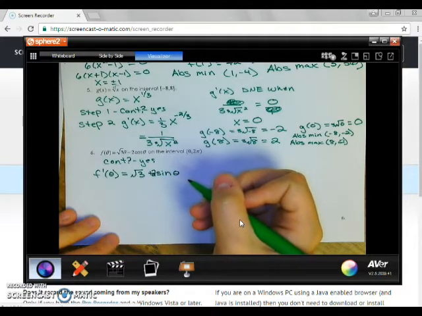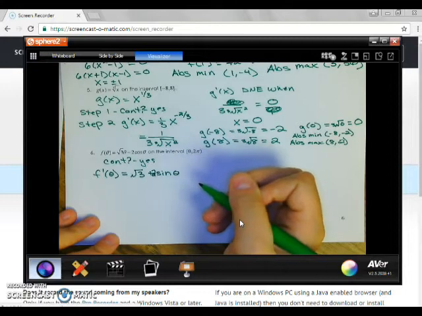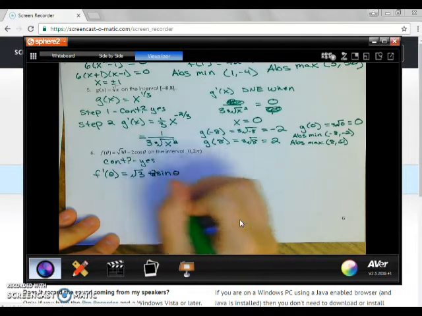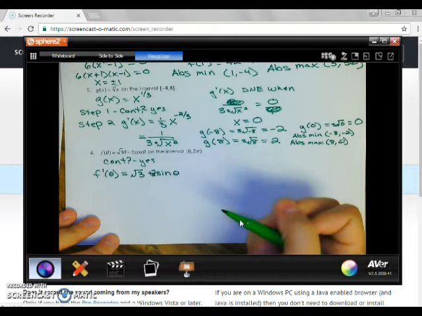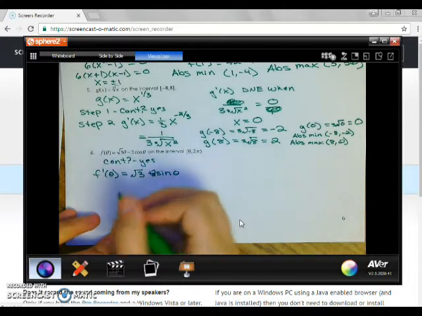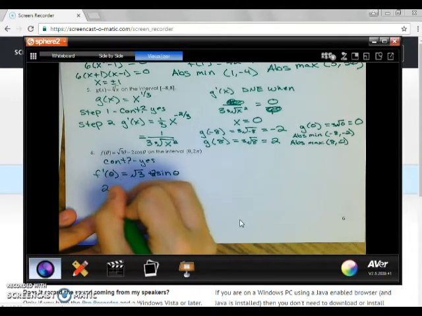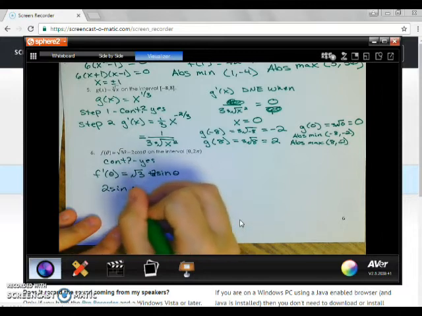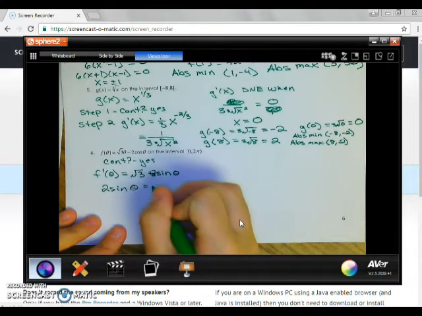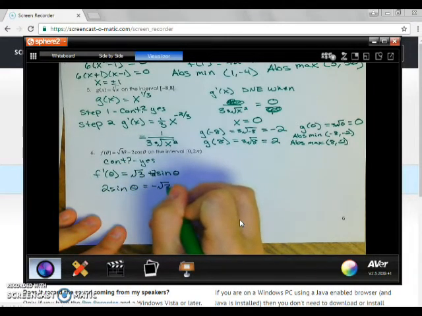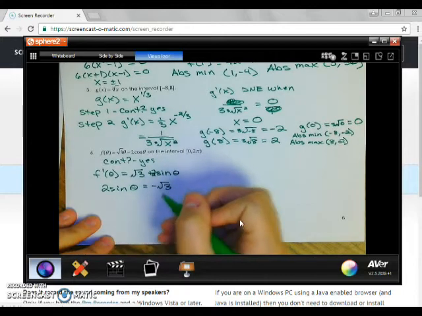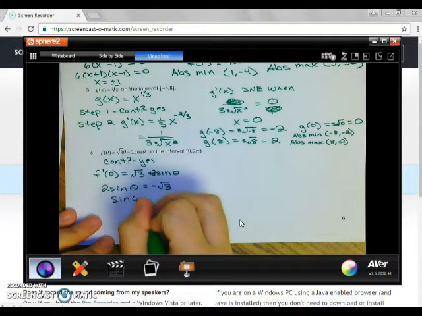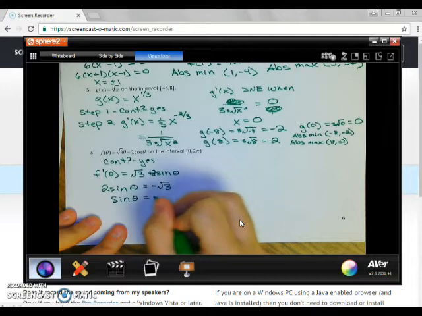And now I need to figure out where the derivative equals 0 or does not exist. In this case, this is going to exist everywhere. There's no vertical asymptotes I need to worry about with sine or anything. So basically, I'm going to set 2 sine theta equal to negative radical 3, and then divide by 2, because I'm really setting the derivative equal to 0, so I just did that in one step.